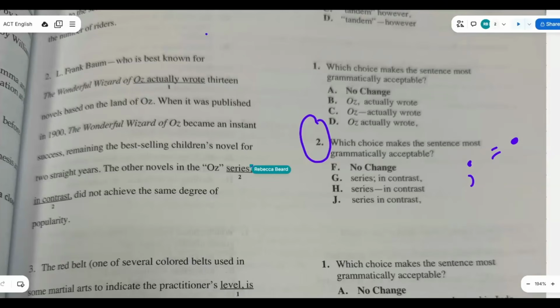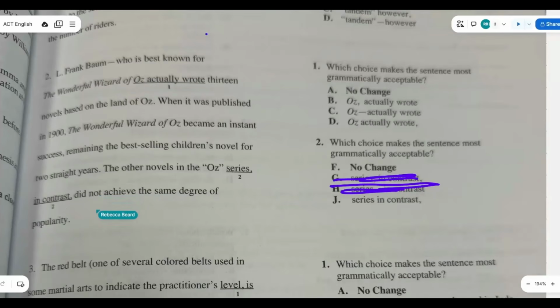So let's pretend we're going to put a little semicolon here. So in the other novels in the Oz series, we can't put a period there. I feel like I want to add more information, so we're going to go ahead and eliminate G. And then the other novels in the Oz series, dash, in contrast. So let's look at H. The other novels in the series, dash, and then we have a comma right here. A lot of the time you're not going to see a dash and a comma grouped together. You can comfortably just eliminate that one because that just doesn't match.